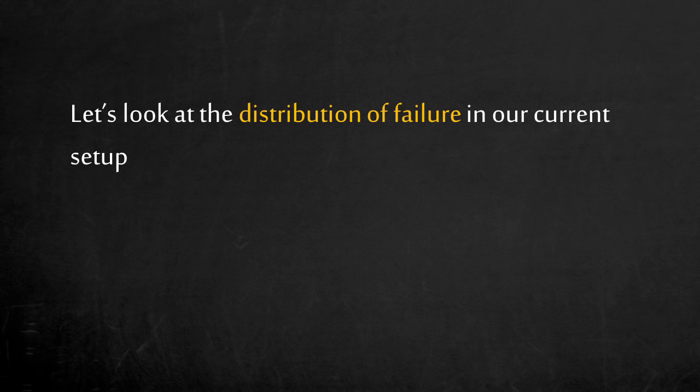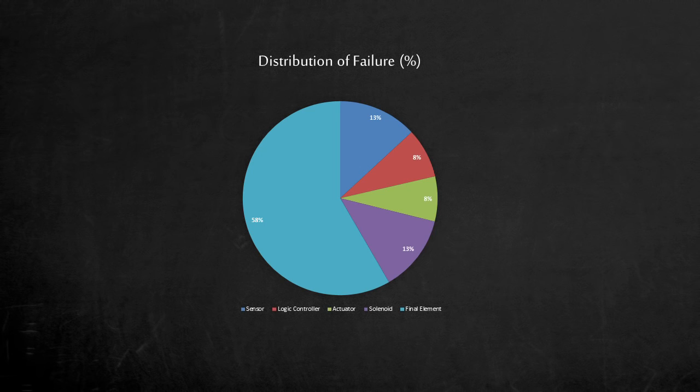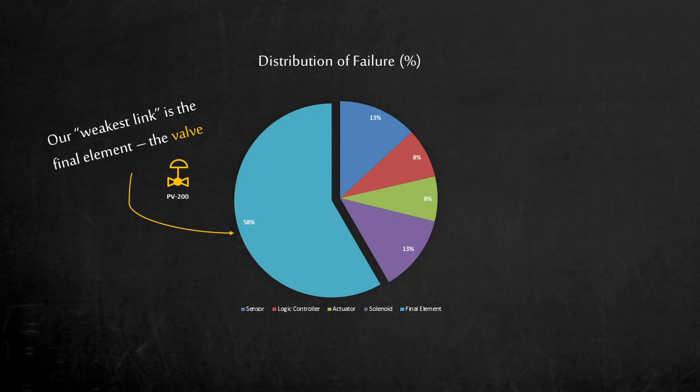Let's take a look at the distribution of failure in our current setup. We want to focus on the weakest element first. Now you can see clearly a picture of the weakest link in this safety function. Our weakest link is the final element. Our valve is contributing 58% of the total failure.